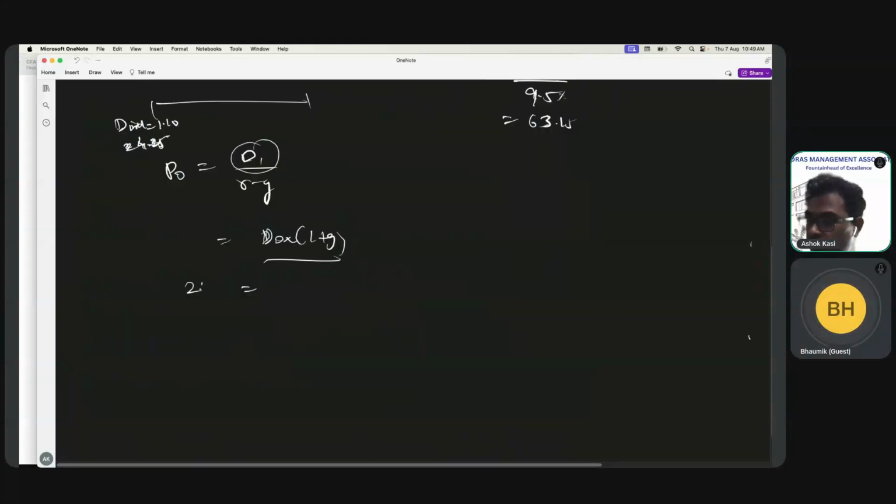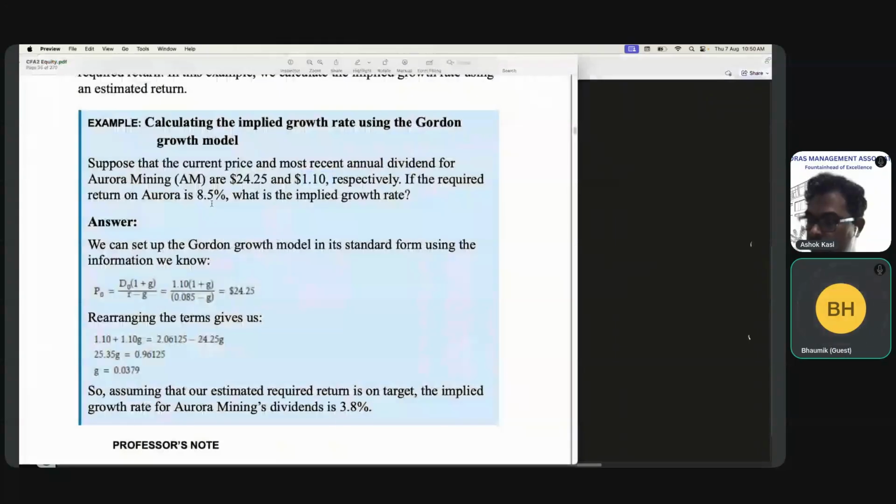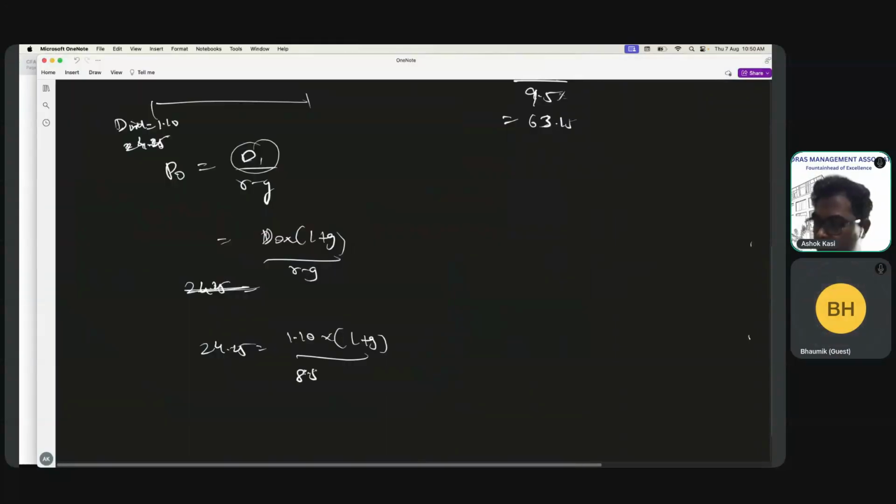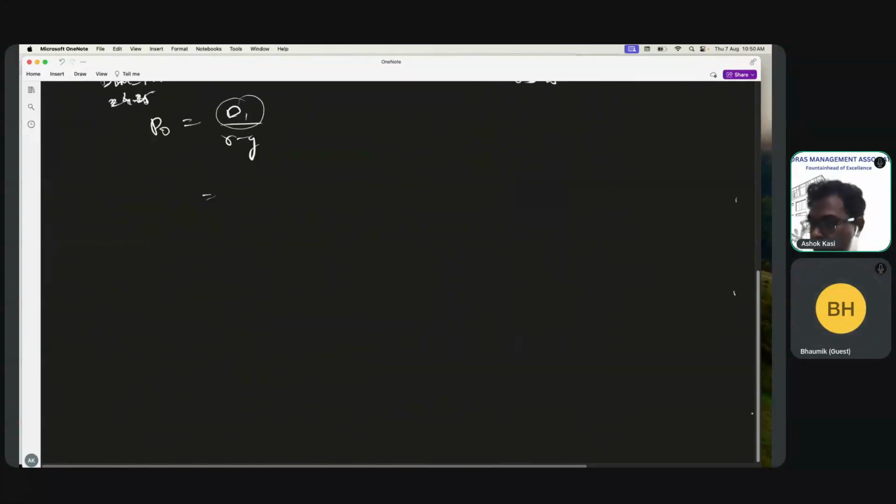24.25 is equal to D0, which is 1.10, into 1 plus G, divided by R, which is 8.5 percentage, minus G. That's it. Can you solve this now? Wait a minute.